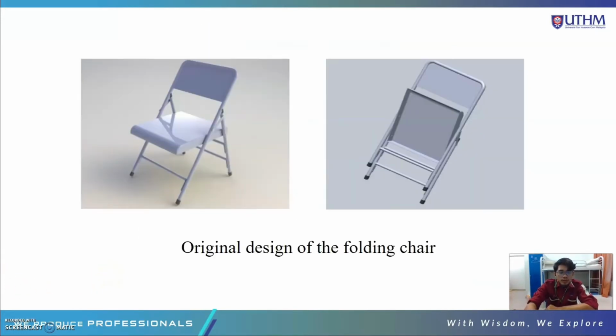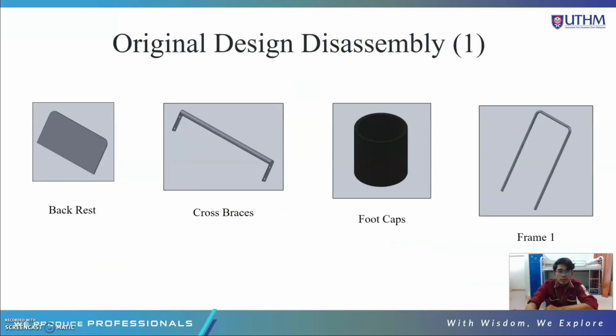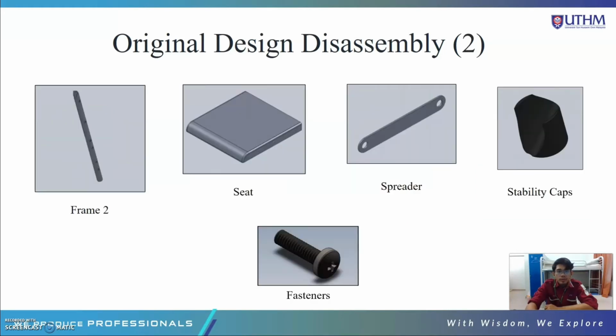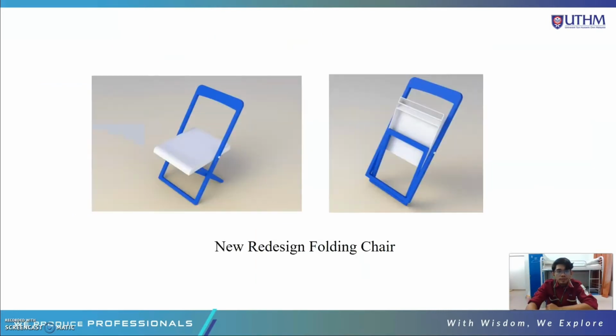After that, this is the original design of the folding chair. The parts that we use are a backrest, cross brace, foot caps, and frame 1. And then for the original design, we also use a frame 2, and then we use seat, spreader, stability caps, and fastener.